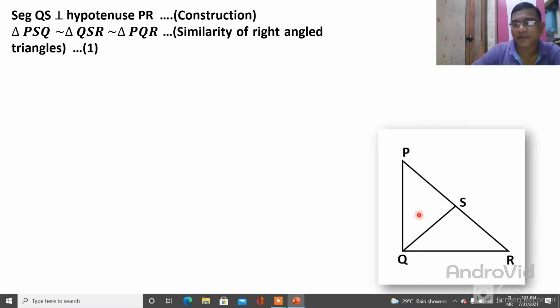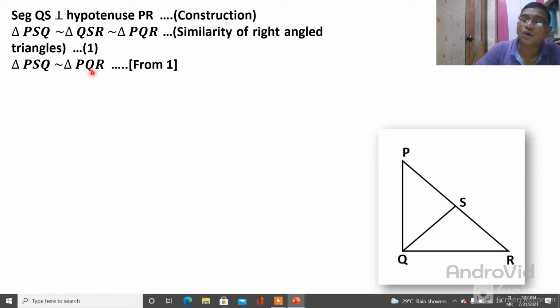So these three triangles, PSQ, QSR and PQR, are similar triangles. By the right angle triangle similarity theorem, they are similar. So right triangle PSQ is similar to triangle PQR.